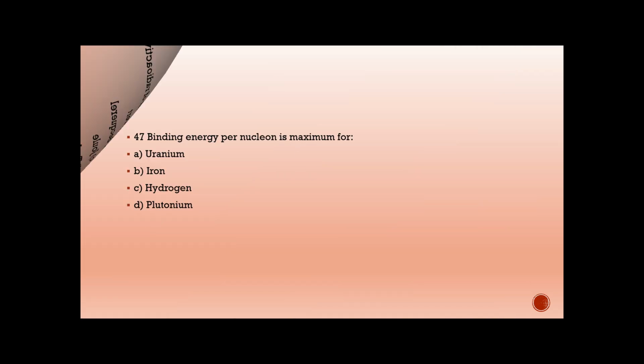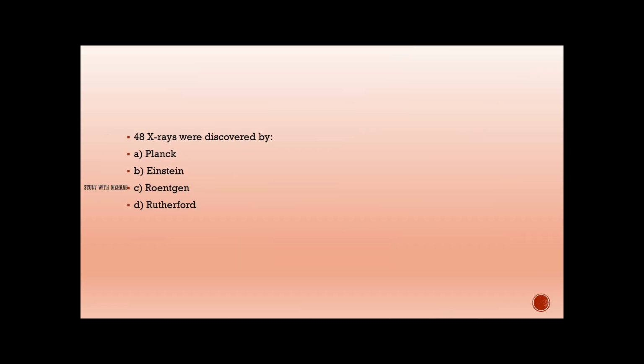So the next is binding energy per nucleon is maximum for uranium, iron, hydrogen, plutonium. So the answer is iron. Iron is the most stable element with maximum binding energy per nucleon. So the next is X-rays were discovered by Planck, Einstein, Röntgen, Rutherford. So the answer is Röntgen. William Röntgen discovered X-rays in 1895.